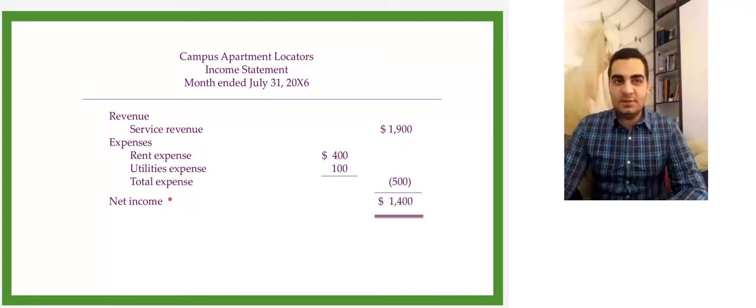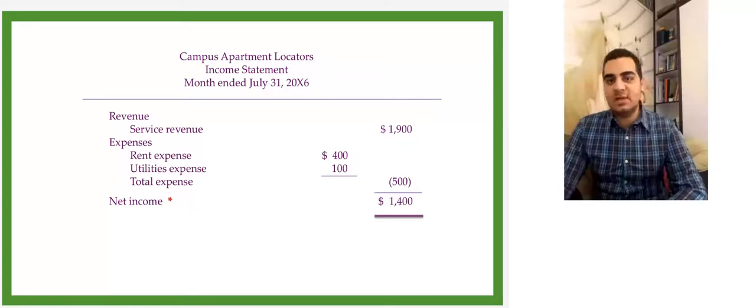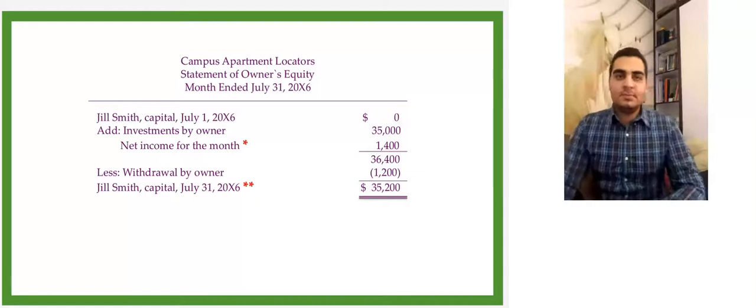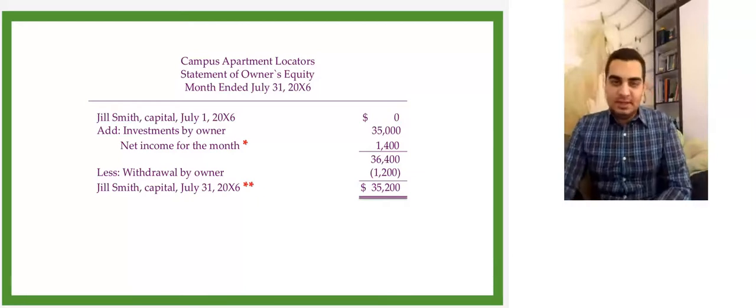First, we have our revenues, which in this case is service revenue, $1,900. Then we have our expenses, two expenses, rent and utilities. And if we sum these two, we have a total expense of $500. And if we subtract our expenses from our revenues, we have a net income worth of $1,400. We're going to use our net income here.